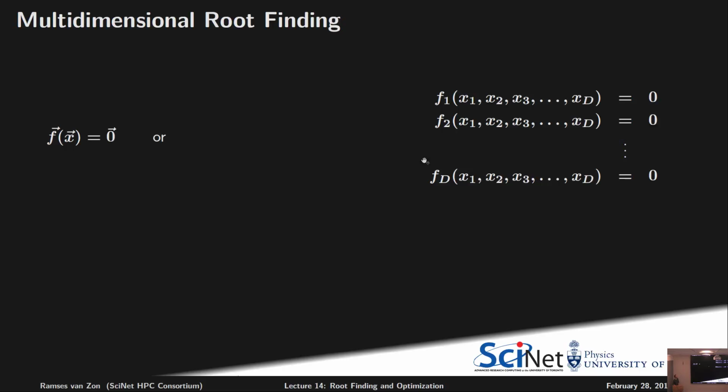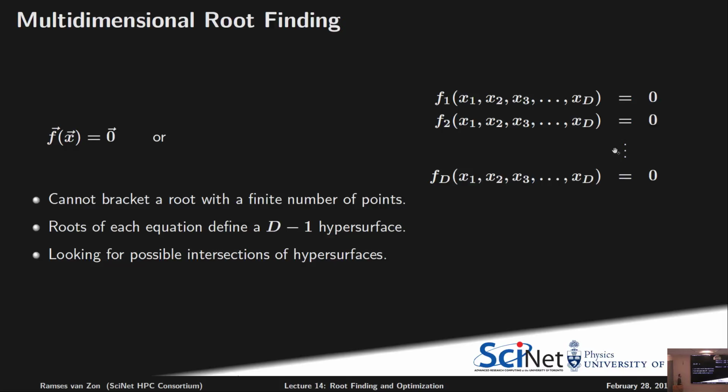Multidimensional, where x and f are vectors, or if I write it out, a set of equations, is harder. It's harder because I can't take a finite number of evaluations of these f's and bracket the root or surround the root. With points in more than one dimension, I can't surround anything. I would need a surface, but I would need an infinite number of evaluations of f to find that surface. Can't do that. Another way to think of it is that each of these equations defines a d-1 dimensional hypersurface, and then I need the intersection of d of these. Again, that's a tough problem.